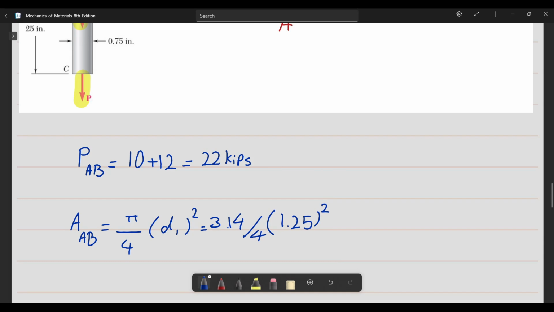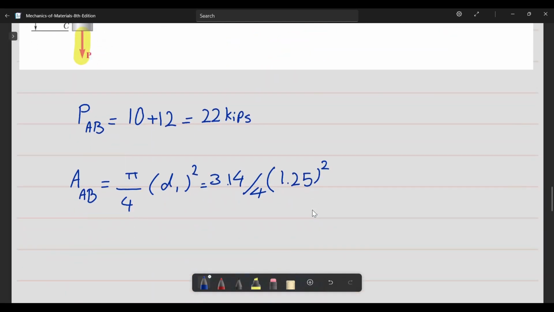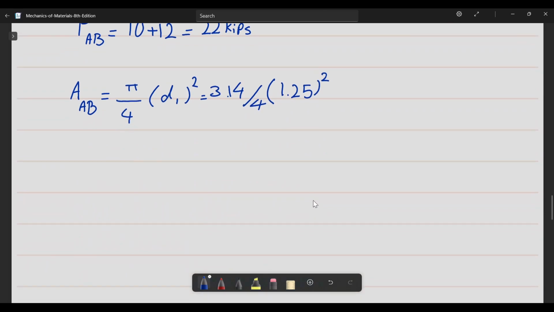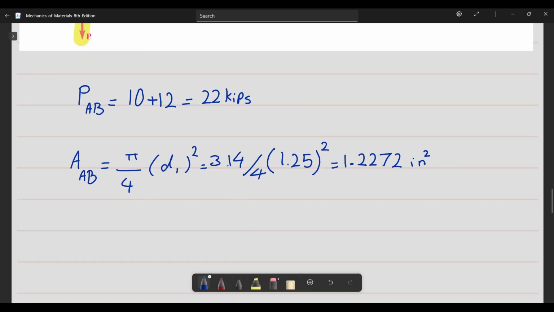Be careful, make sure you use the inch and do not substitute numbers incorrectly, and do not forget to square the diameter. Using those values, the area is approximately 1.2272 square inches. Now all we need to do is divide these two values, according to the formula we mentioned at the beginning.